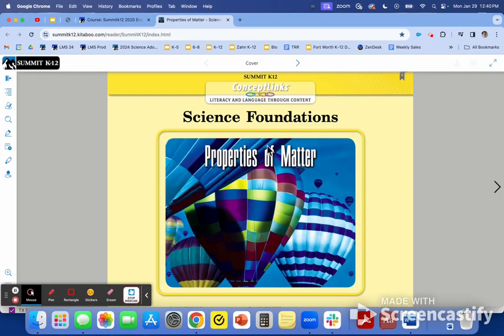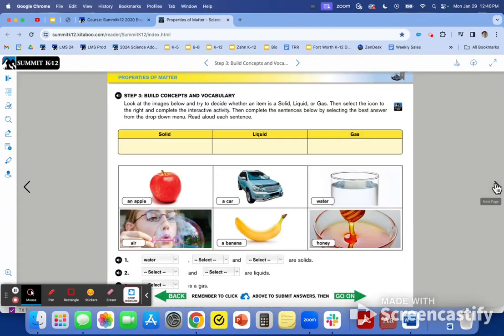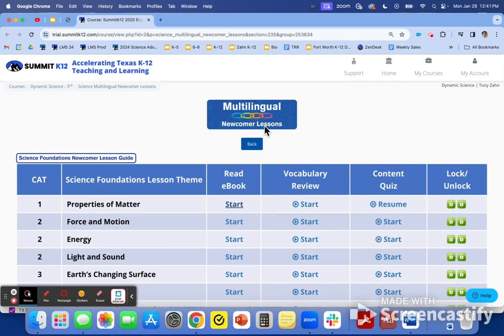You can see that this ebook is written at a very low primary level. It identifies the nouns, the verbs, and the adjectives. Places where they can interact with the content. Look here, drop-down menus so that they can select the answer. Much less scary for a newcomer. I can pick something out of a list instead of having to type it out of my head. That's what the ebooks look like.